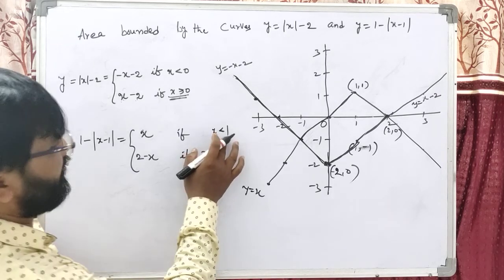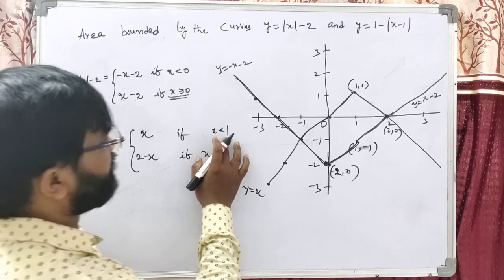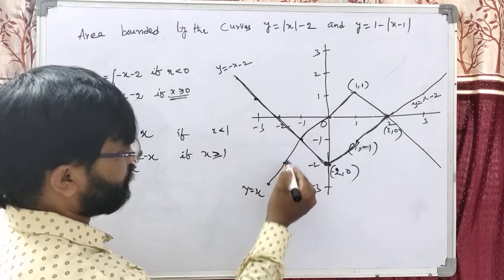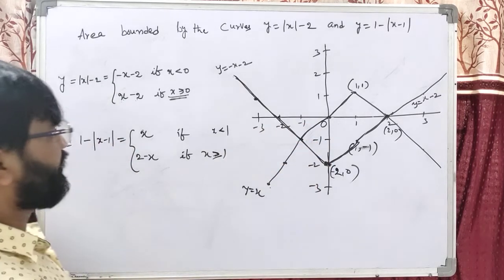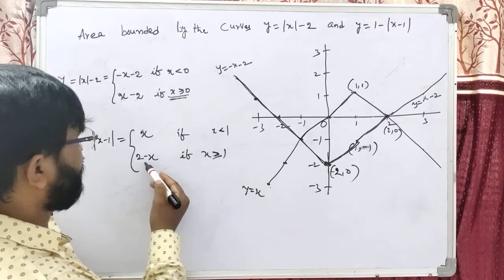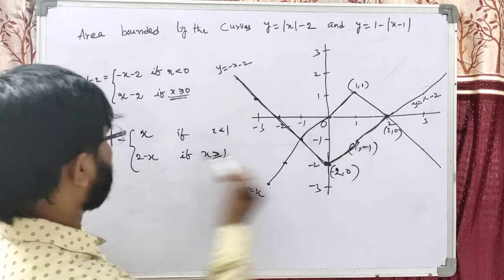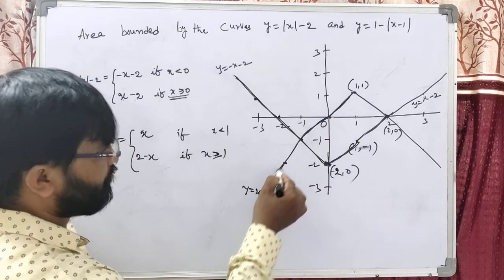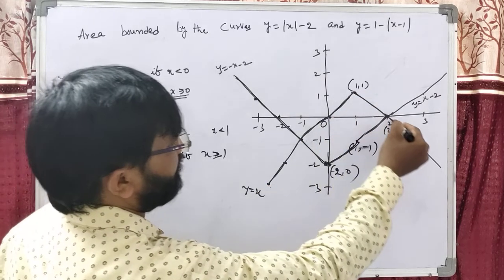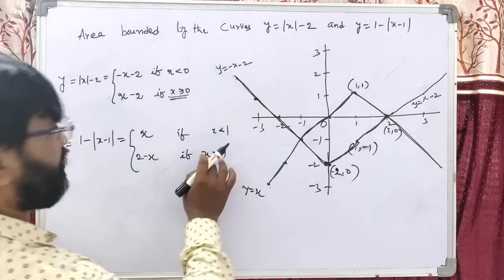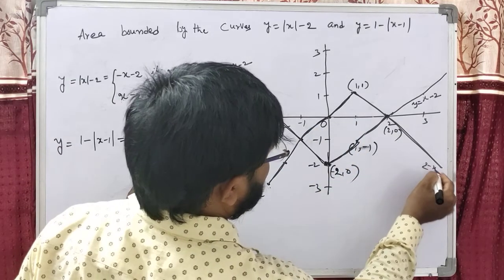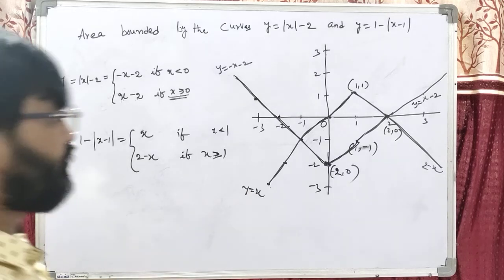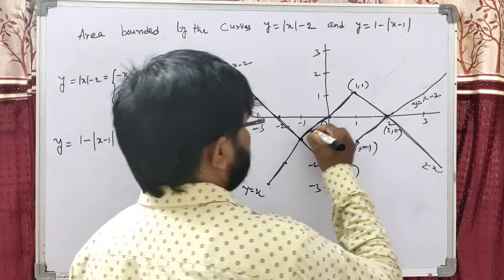Therefore, when x is less than 1, that means -1, 1, -2, 2, 3. When we take x equal to 1, just join it. This is the graph. After that, when x is greater than 1, the graph is 2 minus x. Okay students, so this is y equal to x. Dear students, now we have got the rectangle.